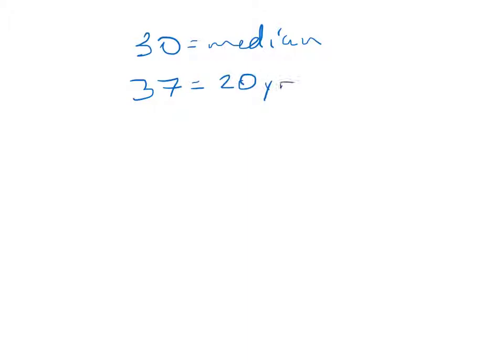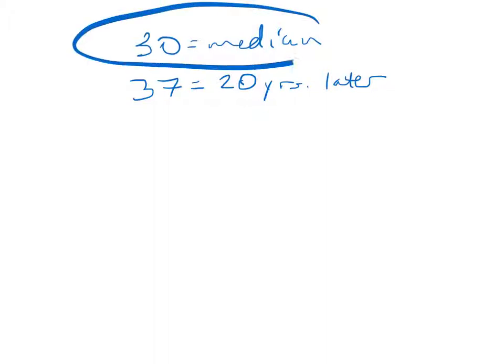Alright, now we go on to example 2. Suppose the median age of residents in a state was 30. So we say the median is 30. 20 years later it is 37. What changes in the population may have occurred in the 20 years?